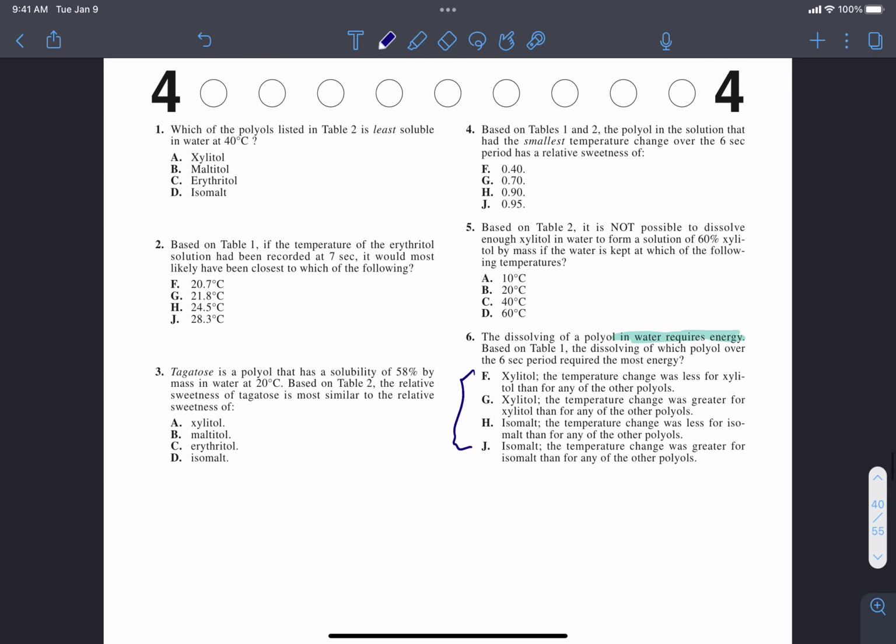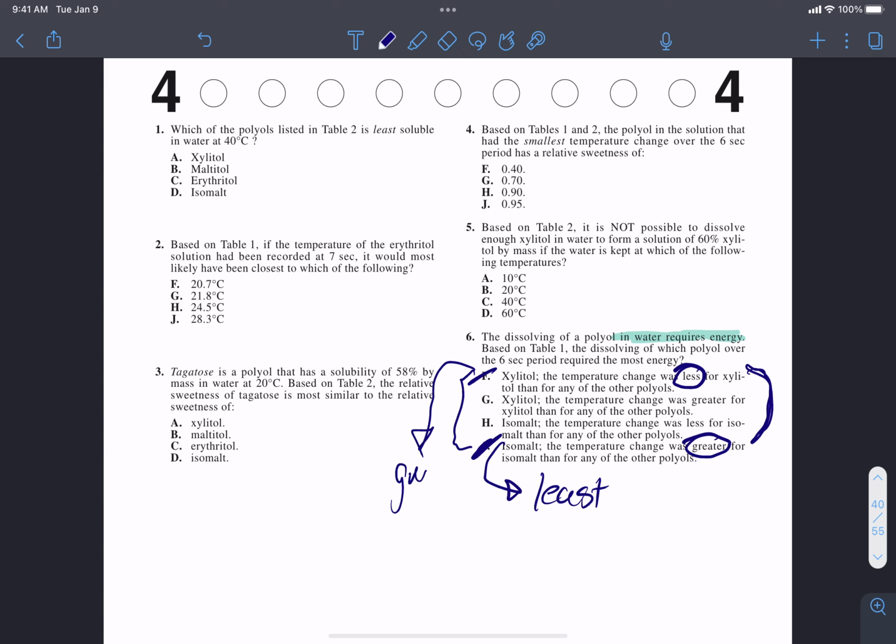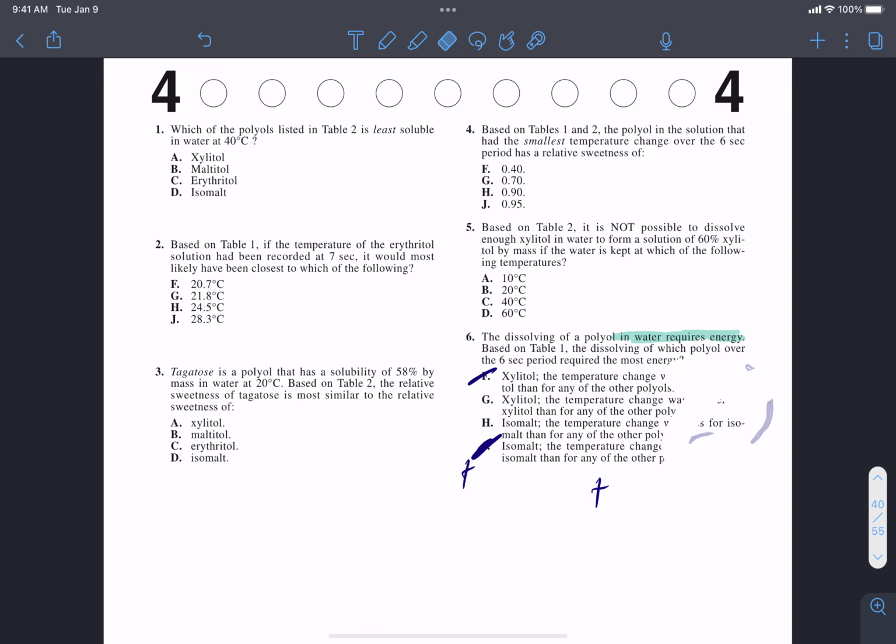So let's go to our answer choices. What can we eliminate right away? We can eliminate J and we can eliminate F, because F says xylitol had the least temperature change and H says isomalt had the greatest temperature change. These are opposite, right? Isomalt actually had the least and xylitol actually had the greatest temperature change. So I'm going to eliminate F and J right away. Now we are between answer choices G and H.